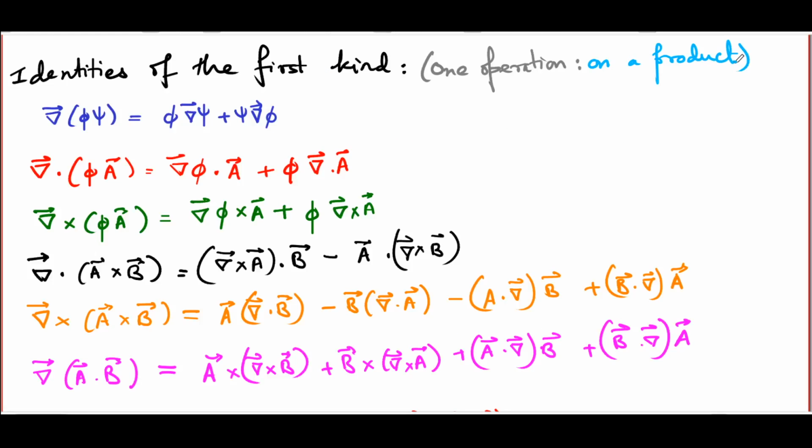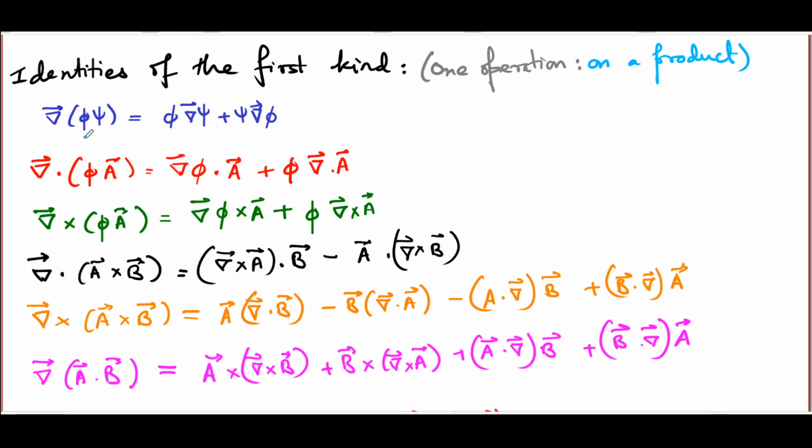To summarize, here is a complete list of the identities of the first kind that we have proven in this lecture. Remember, our identities of the first kind are a situation where you have one operation, either gradient, divergence or curl, acting on a product of two entities. Now, given the kind of entities you have, different operations are possible.